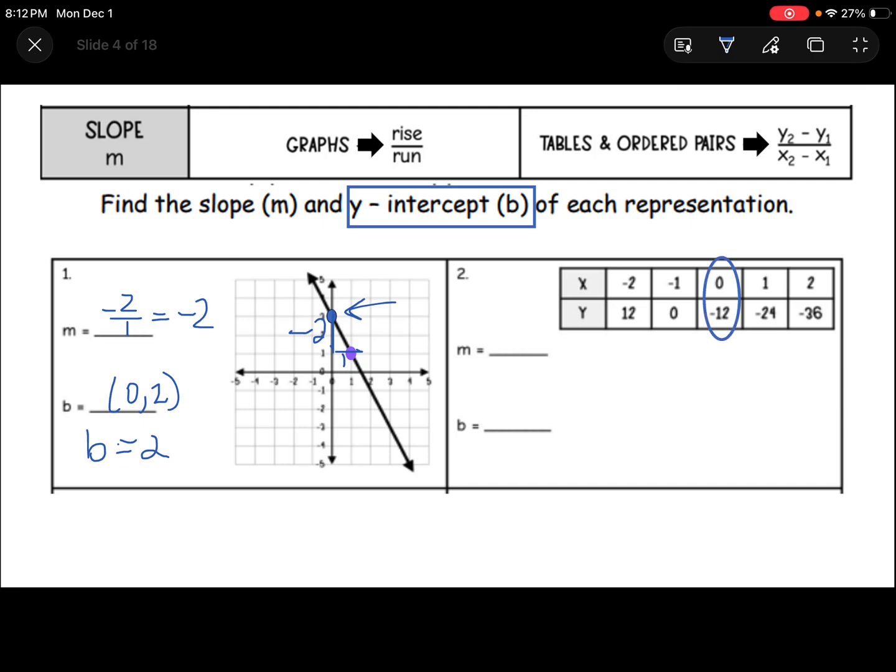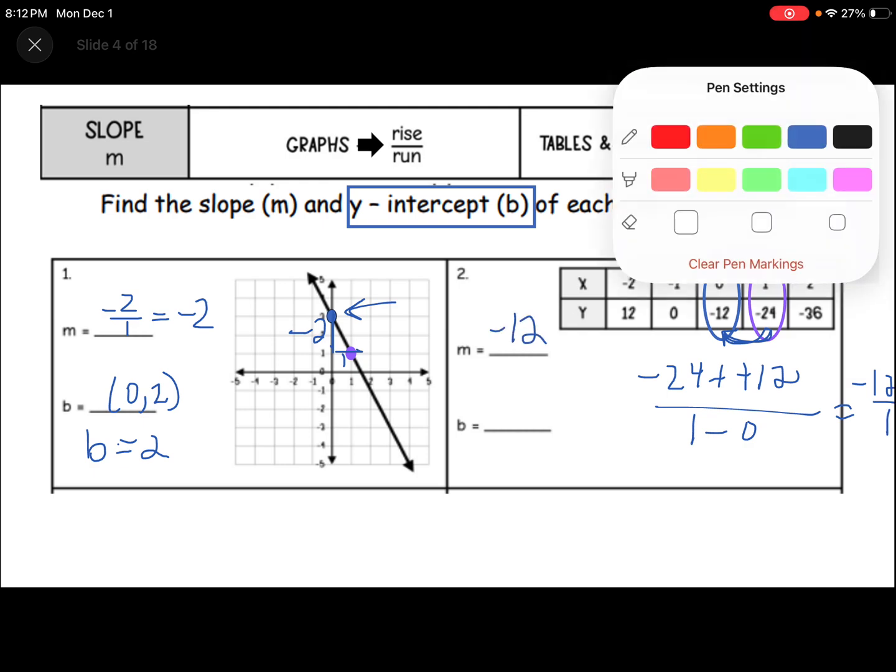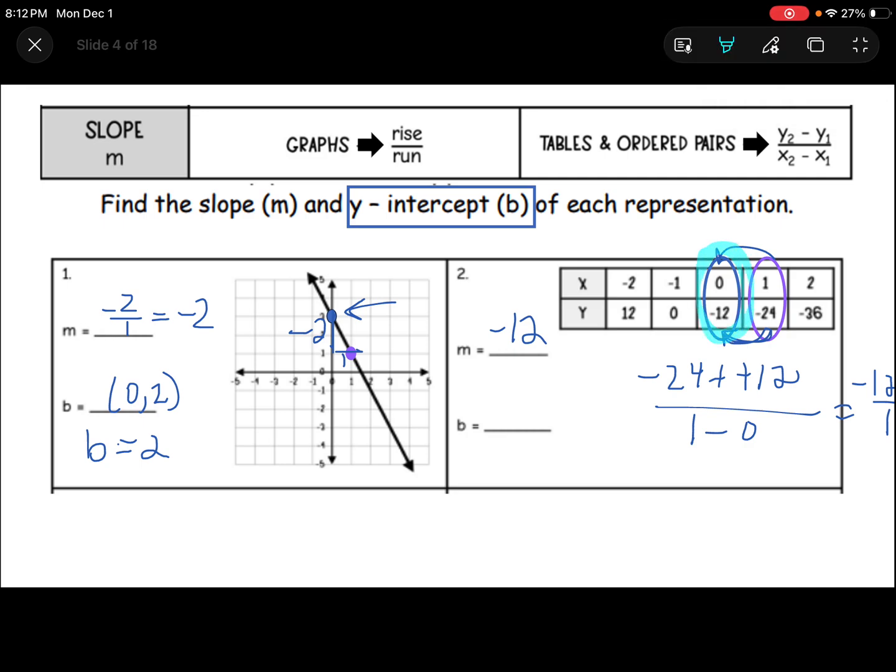If I'm going to do a table, remember, I'm going to do the math problem here, and I'm going to look at the change from y1 to y2, so -24 minus -12 over 1 minus 0. That's going to give me -12 over 1. And my b value is going to be wherever the x is 0. So my slope was -12, and my y-intercept was -12.